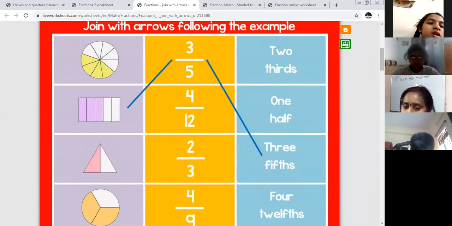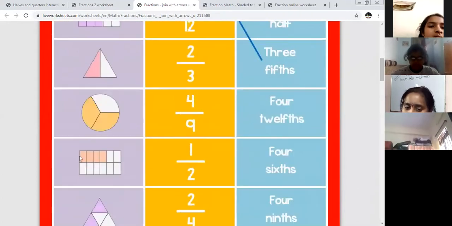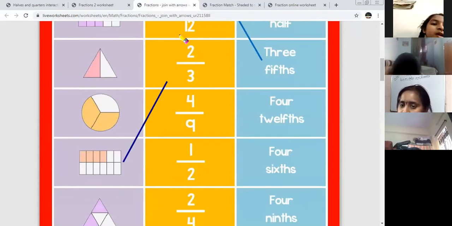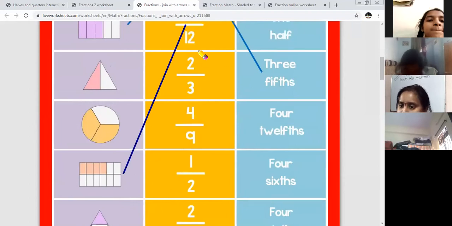Okay. Now 1, 2, 3, 4, 5, 6. Here we have 12 parts. 4 by 12 means what? 4 parts should be colored. So 4 here by 6, we can match it here. And this can be read as 4/12.